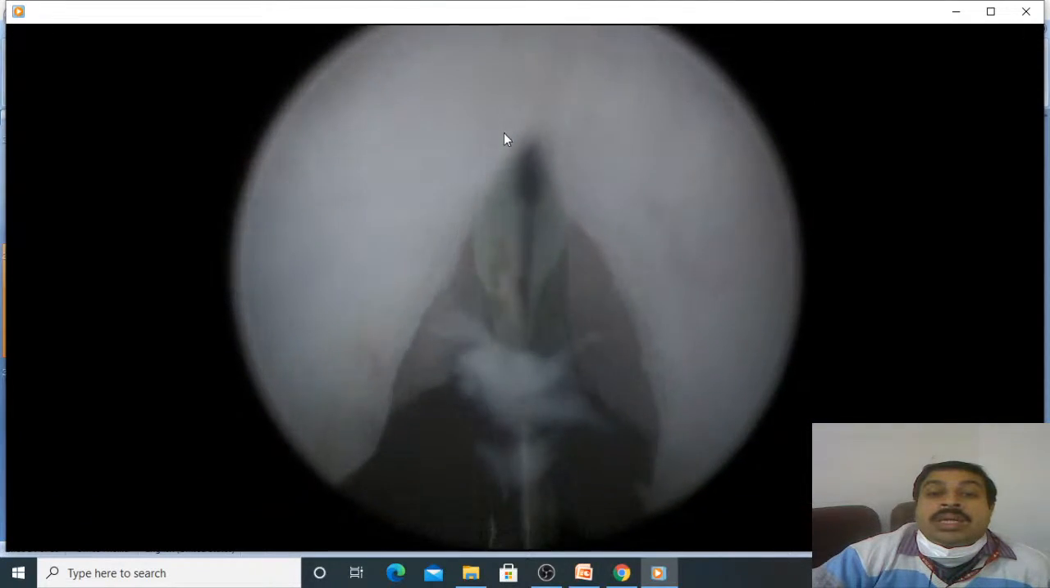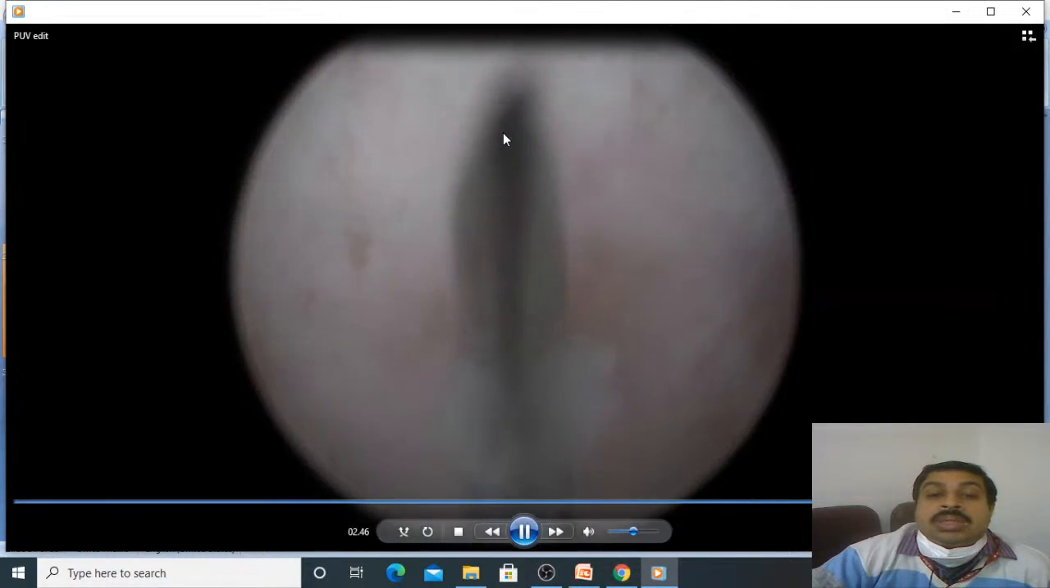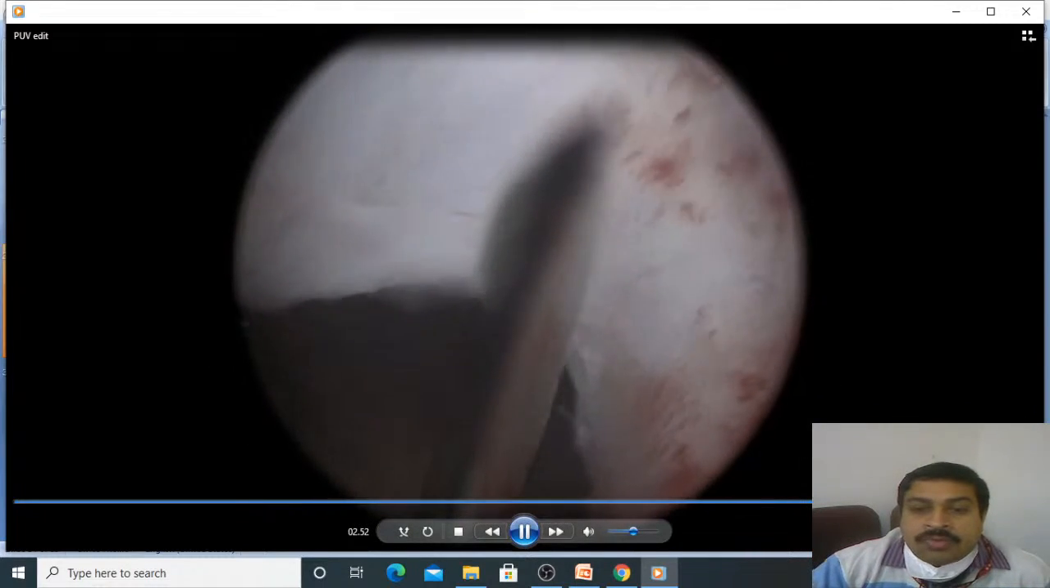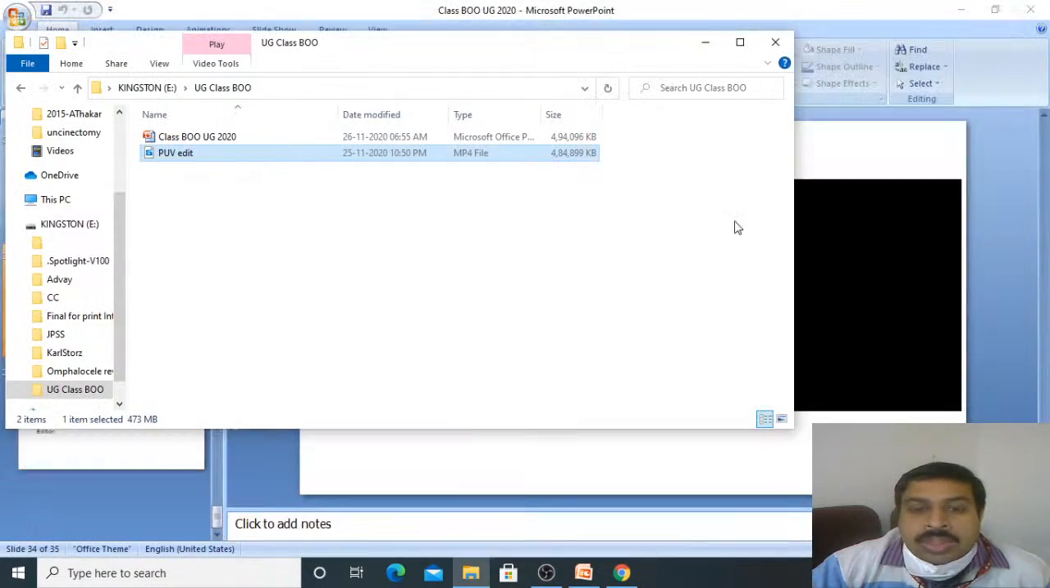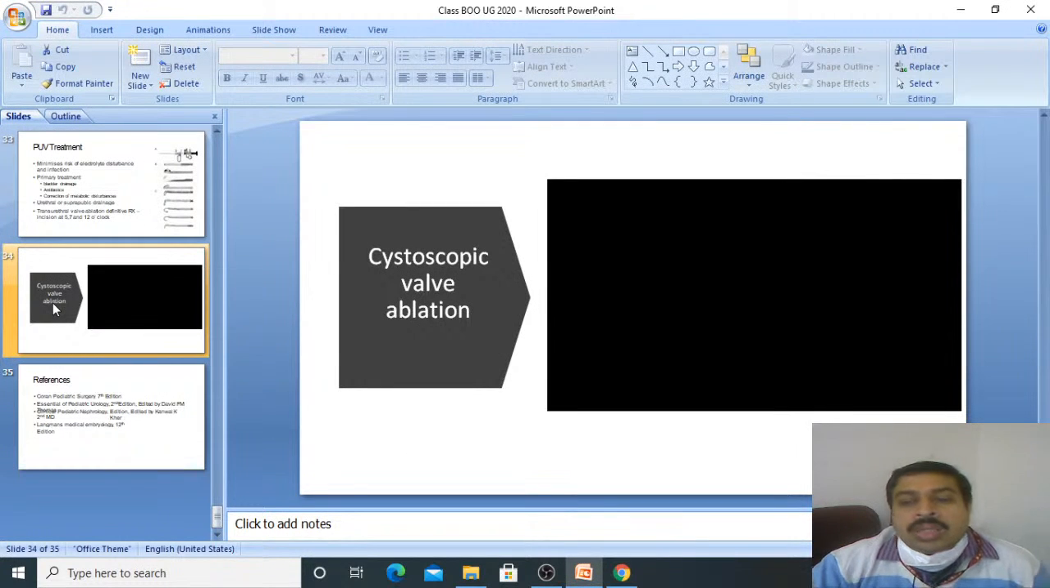and the final cut, sickle gone, and that's it. So this is how we ensure that the valves are taken care of. But just going to the presentation. Okay, so that ends the initial management.